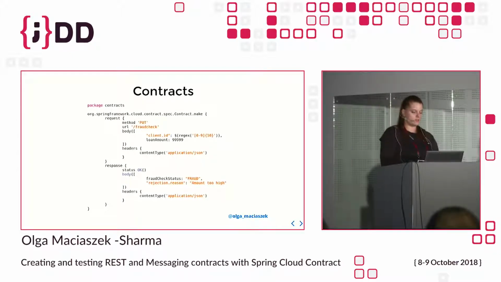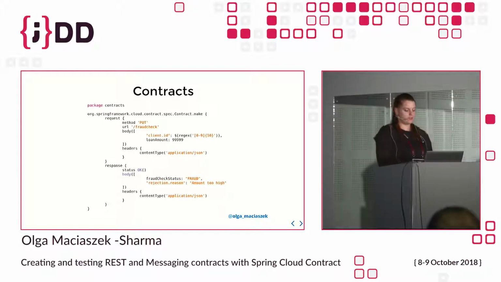So that is what a simple contract looks like. It's written in Groovy DSL. And again, it's similar to the JSON we've seen before, but it's easier to write because we will have auto-completion in the IDE. And this is Groovy DSL. We also allow YAML, and we have plans to add a Kotlin DSL as well.